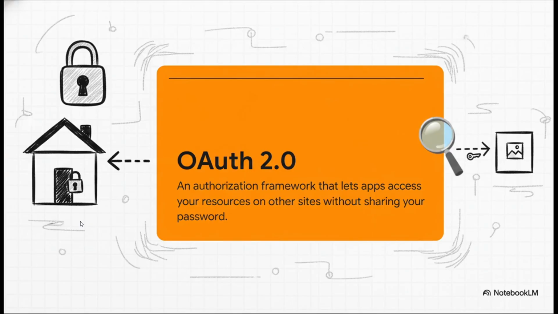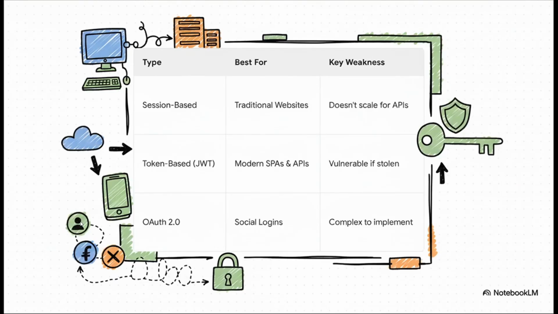It's called delegated access. All right, so let's hit pause for a second and just lay it all out. Session-based authentication is perfect for those classic websites, but it really struggles with modern apps and APIs. Token-based is the go-to for all those modern apps, but you have to guard that token like it's your house key. And OAuth, that's the king for social logins, but it can be a little more complex to set up behind the scenes.